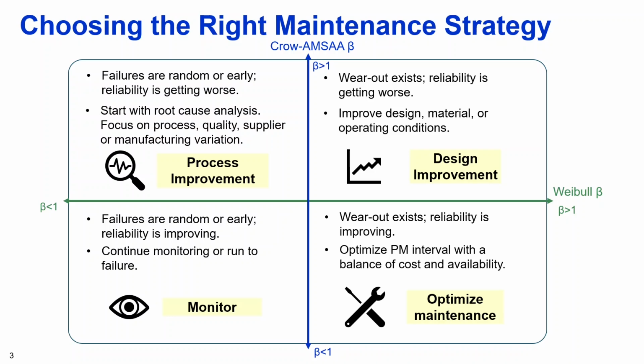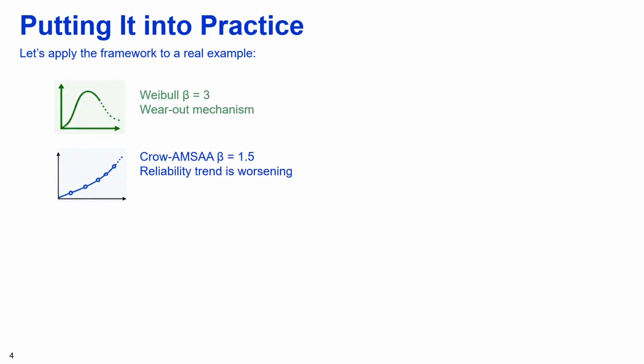This framework doesn't replace engineering judgment, but it provides a practical starting point for choosing the right maintenance strategy. Let's apply this framework to a real example. For this pump population, the Weibull analysis gives a beta of 3, indicating a clear wear-out mechanism. The Crow-AMSAA beta is 1.5, showing that the reliability continues to get worse over time.